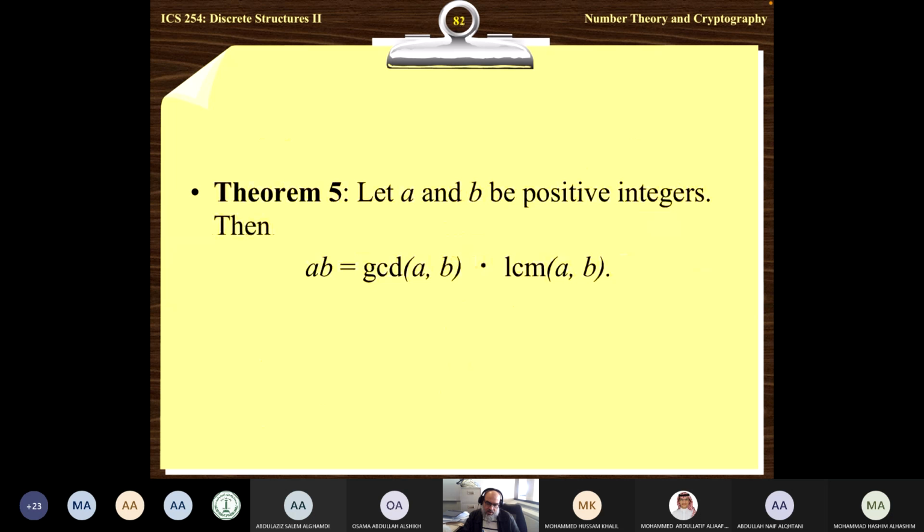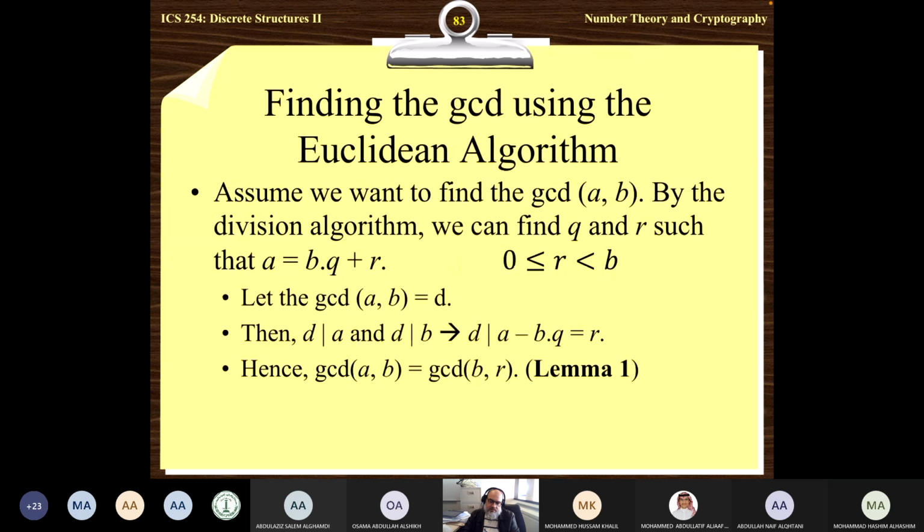So I will leave the proof of this theorem as an exercise. It's a very straightforward, direct proof that basically uses the definitions of the least common multiple and greatest common divisor. If a and b are positive integers, then a multiplied by b is equal to the greatest common divisor of a and b multiplied by the least common multiple of a and b.